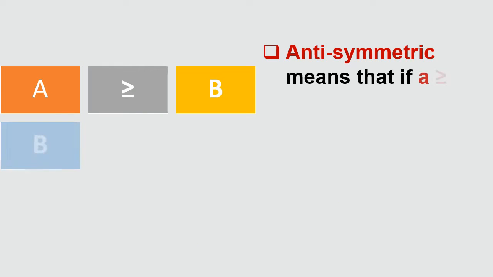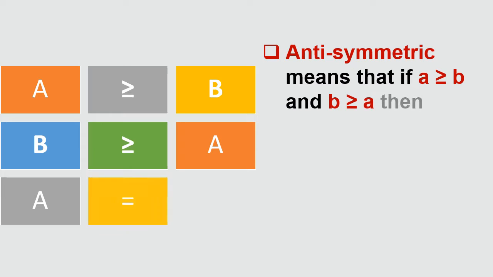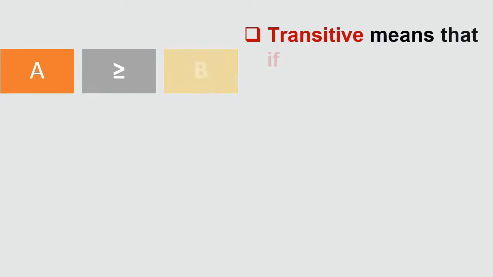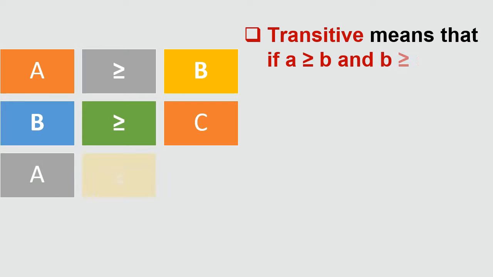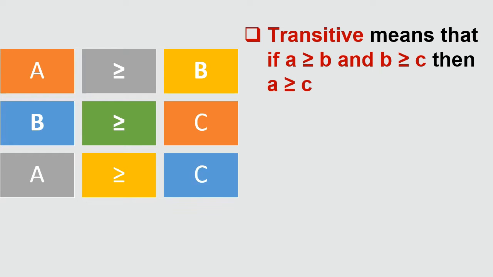Antisymmetric means that if A greater than or equal to B and B greater than or equal to A, then A equals B. Transitive means that if A greater than or equal to B and B greater than or equal to C, then A greater than or equal to C.